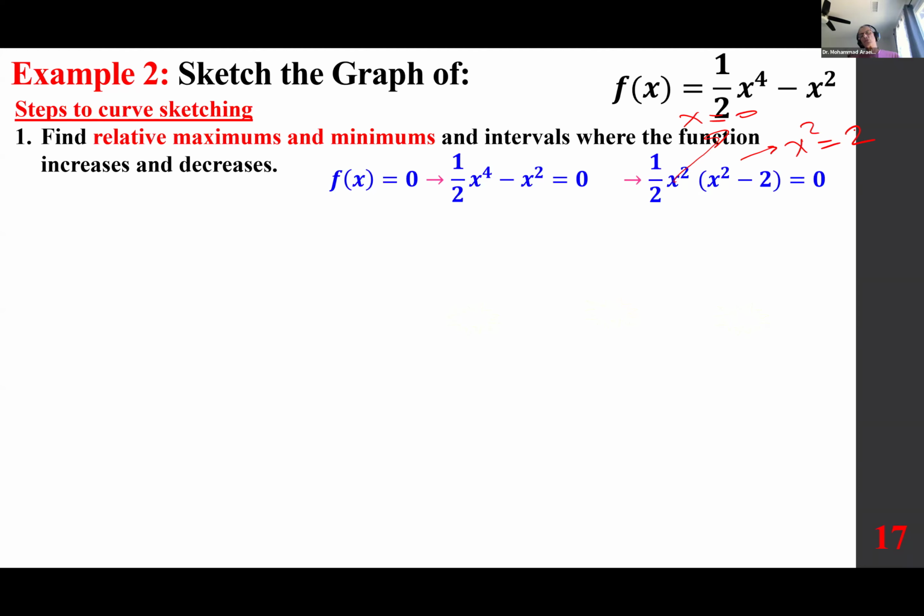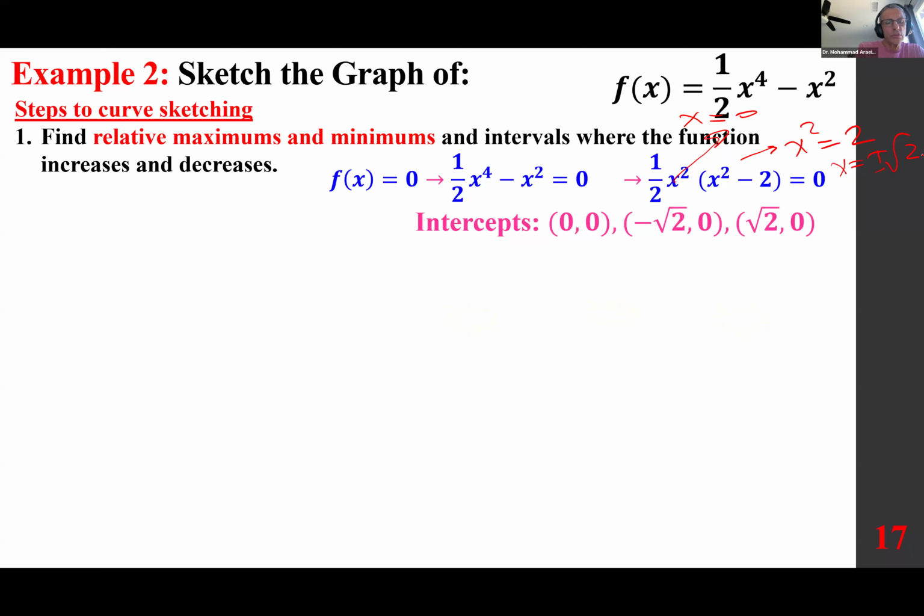or x squared equals 2. That means x is plus minus square root of 2. It results in three intercepts: (0, 0), (minus square root of 2, 0), (square root of 2, 0). And (0, 0) is both x as well as y intercept.